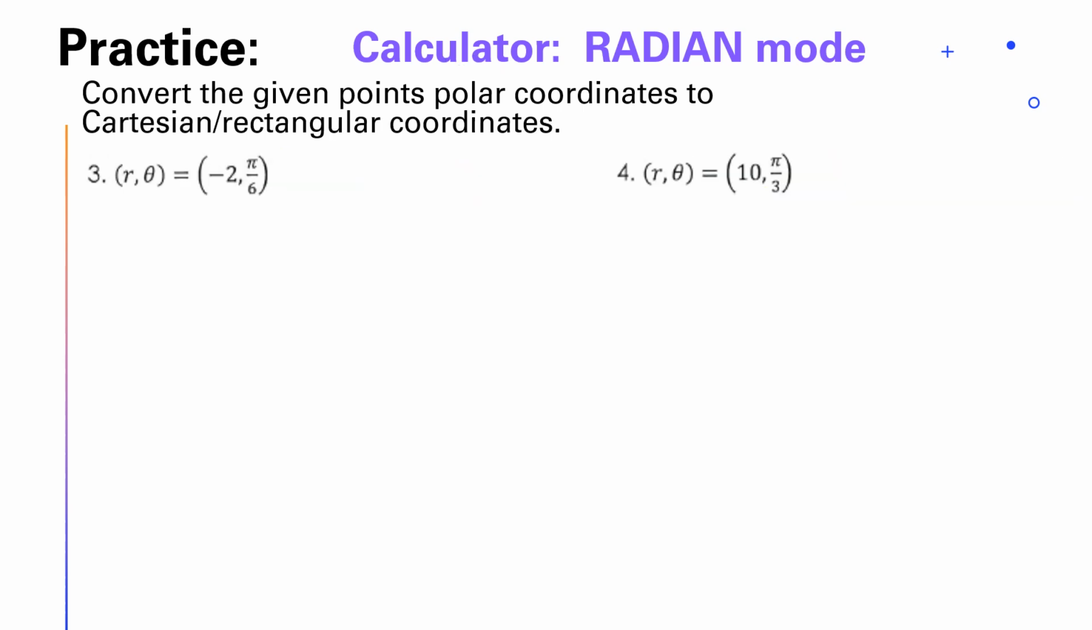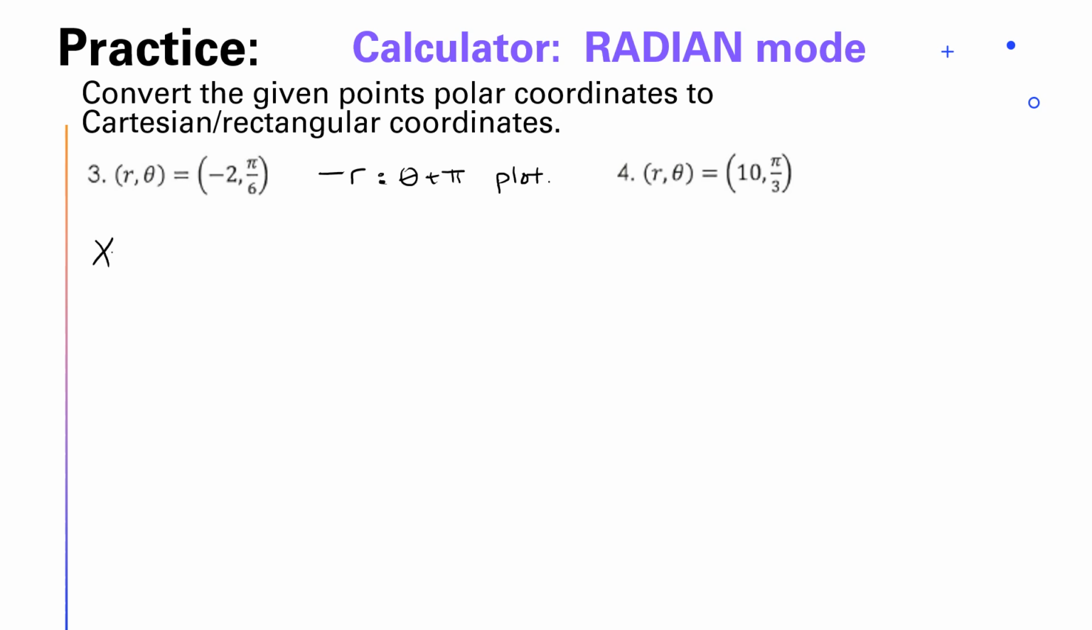All right, next couple over. Here we go. Number 3 says our theta is -2 pi over 6. All right, so let's think about that for just a second. We did just hear that if we have a negative r, we need to take theta and add pi to it if we are going to plot the point. Keep that in mind. So if this were Cartesian or rectangular, that's a negative x and a positive y. Interesting. Let's see what we get.